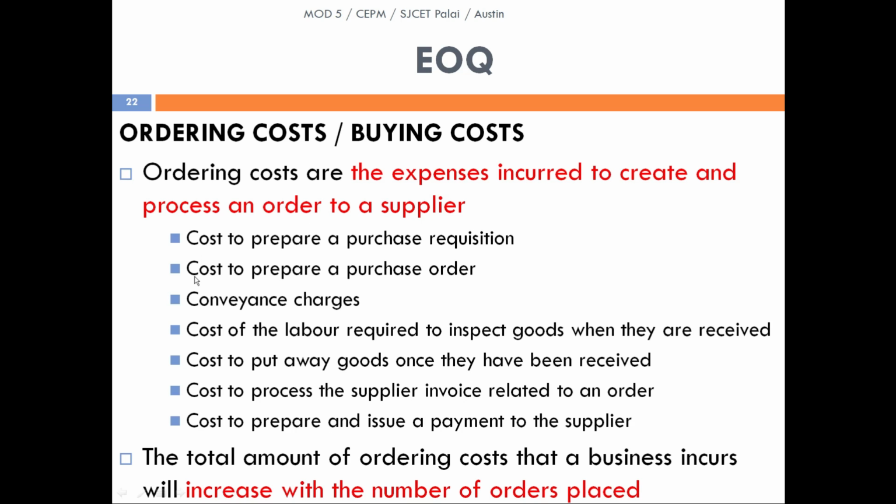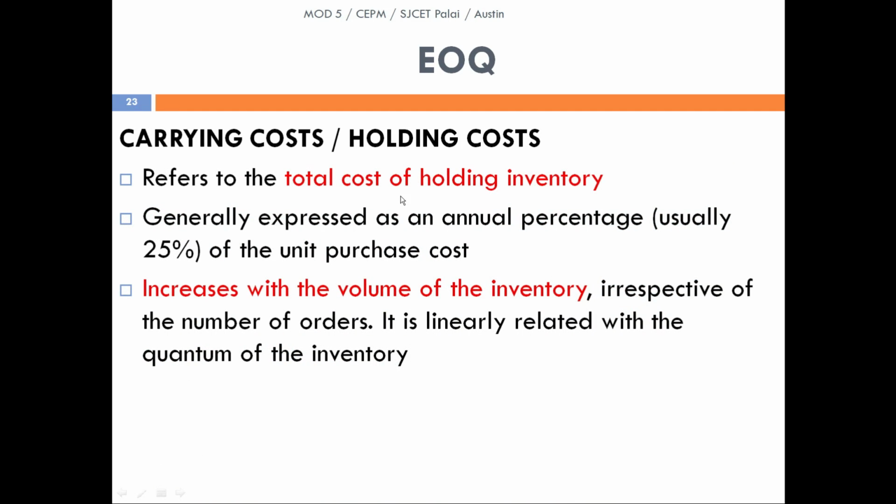So in this region we have seen most of the courses in the elements of material management. In the elements of material management, we have seen the inspection of the goods, reception of the goods, then the invoice reception and issue and payment, and all those things have been discussed. So these all costs create the ordering cost. So if we can reduce the number of orders, then the ordering cost can also be reduced. As we have already discussed, the total amount of ordering cost that a business incurs will increase with the number of orders placed. The next one is the carrying cost or the holding cost.